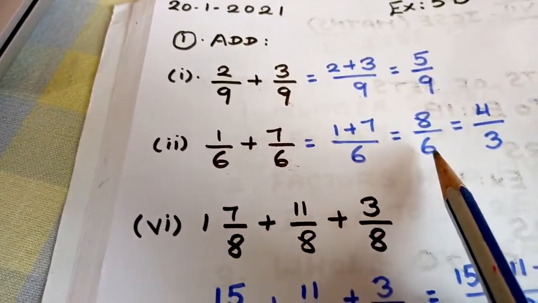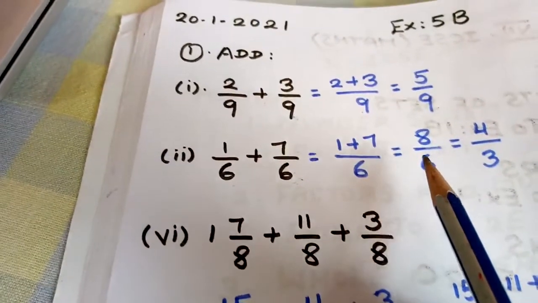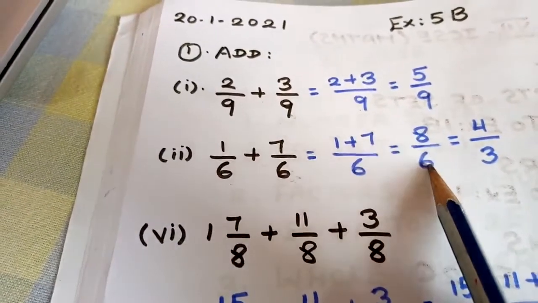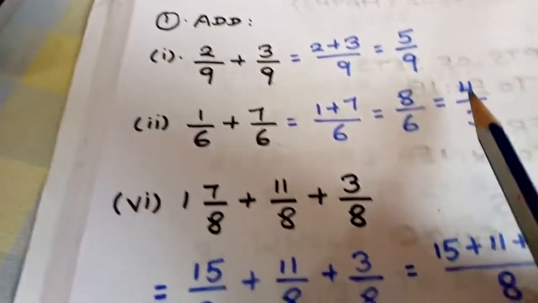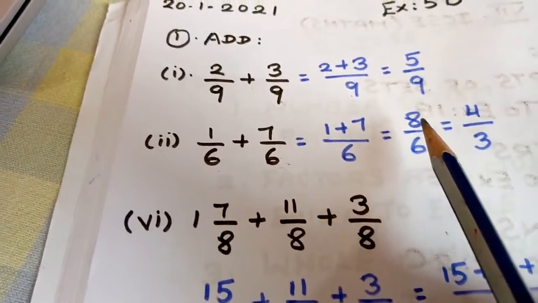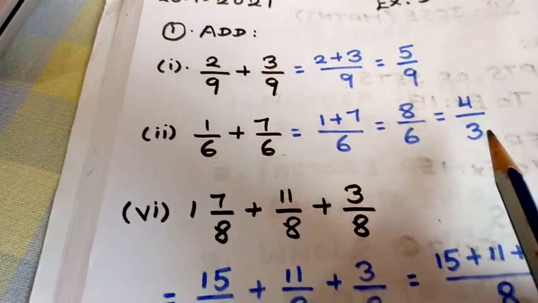8 by 6, you can even simplify the number. If you check 8 by 6, these two numbers can be divided by 2. While dividing by 2, you are going to get the answer as 4 by 3.